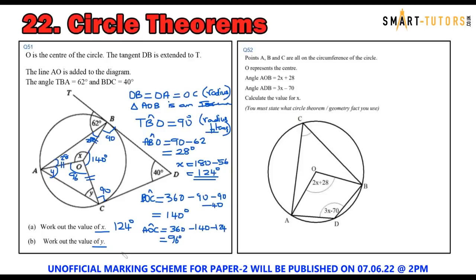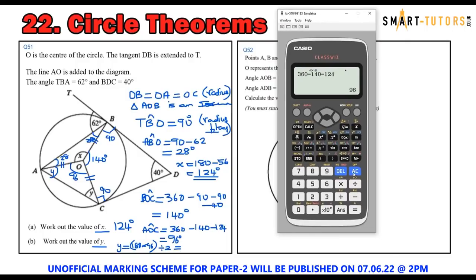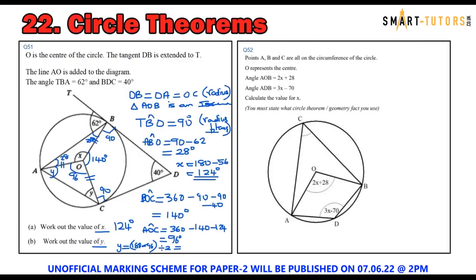So therefore y equals 180 minus 96 divided by 2. So that's all you need to do. So 180 take away 96, that is 84, and that is 42 degrees is the correct answer. So 42 degrees is the angle y. So we already found out and reasoned out all the steps.